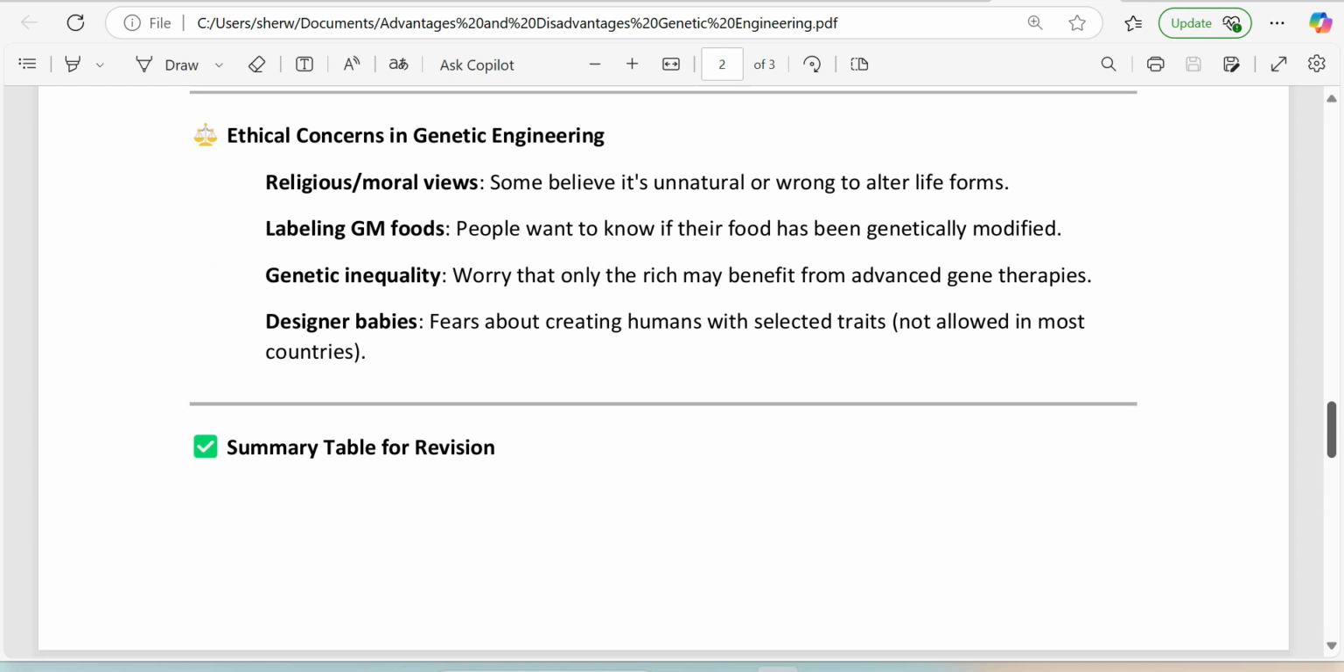Ethical concerns in genetic engineering. Religious and moral views: some believe it's unnatural or wrong to alter life forms. Labeling GM foods: people want to know if their food has been genetically modified. Genetic inequality: worry that only the rich may benefit from advanced gene therapies. Designer babies: fears about creating humans with selected traits, which is not allowed in most countries.